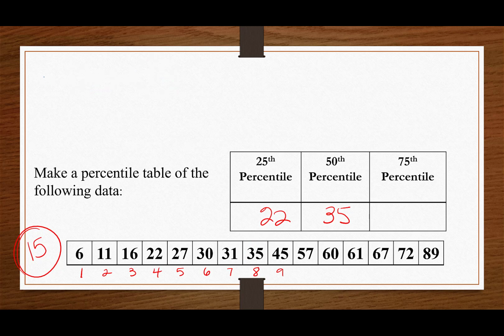Okay, last question. We're going to find the position of the 75th percentile. So that would be 75 over 100 times 15, and that gives us a decimal position of 11.25. 57 is in position 10, 60 is in position 11, 61 is in position 12, and so you just need to round it all the way up to the next whole number, the next position, which would be position 12, and that's the value 61.